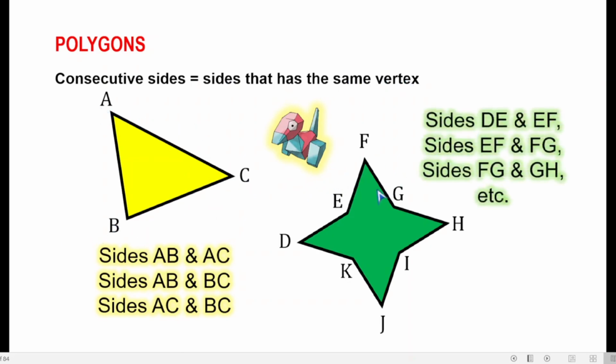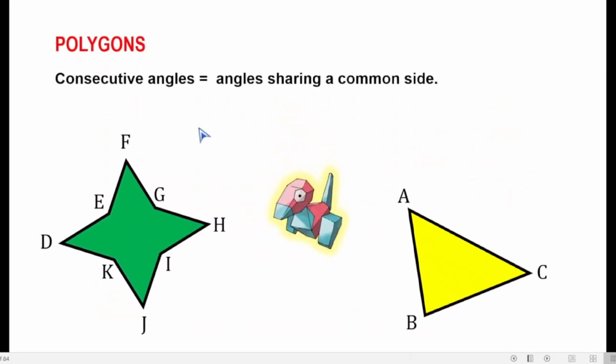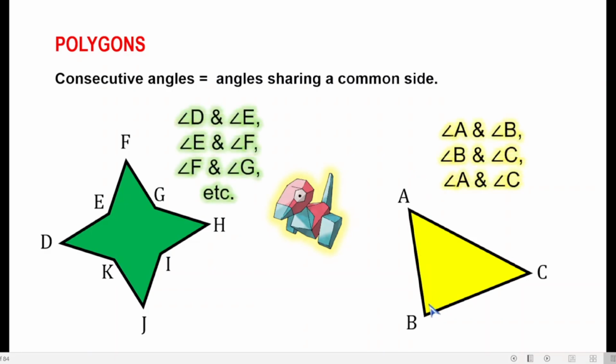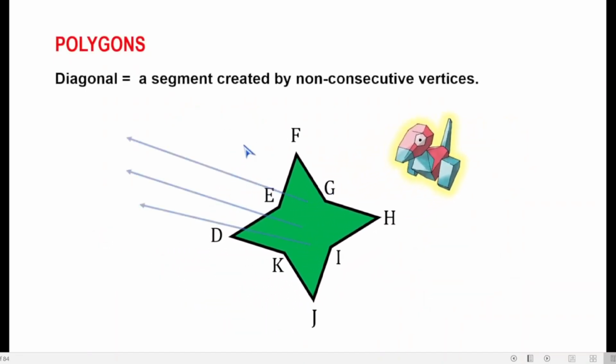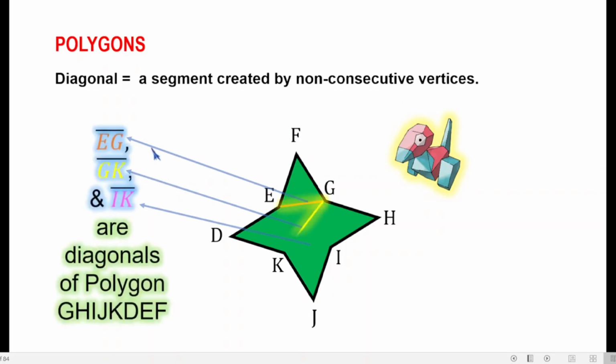Okay, we have also this, so you can just read that. Consecutive angles are angles sharing a common side. For example, A and B are consecutive. They share side AB. We also have B and C. They share BC. And the same goes with this one. A diagonal is a segment created by non-consecutive vertices. Example, EG. If you connect E and G vertices, you get a diagonal. Same with GK and KI.